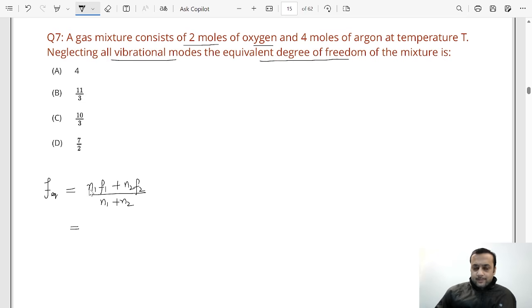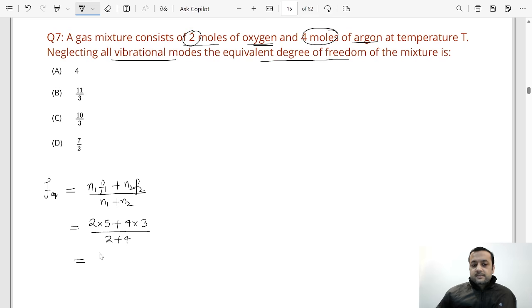All right. So basically, for the first gas, we have got 2 moles of oxygen, so N1 will become 2. F1 is the degree of freedom of the first gas. For oxygen, it's a diatomic gas, which means F1 will be 5. N2 is the number of moles of the second gas, which is 4. F2 is the degree of freedom of argon. Argon is a monatomic gas, so the degree of freedom will be 3. Divide by N1 plus N2.